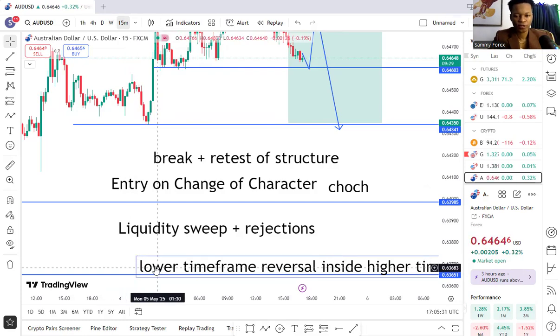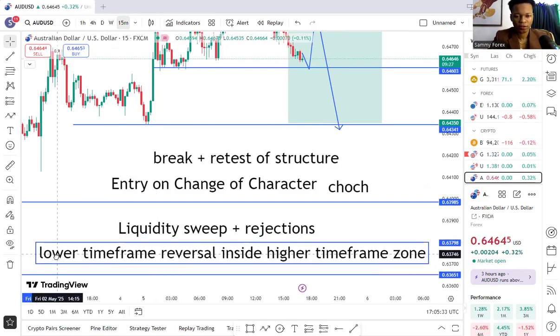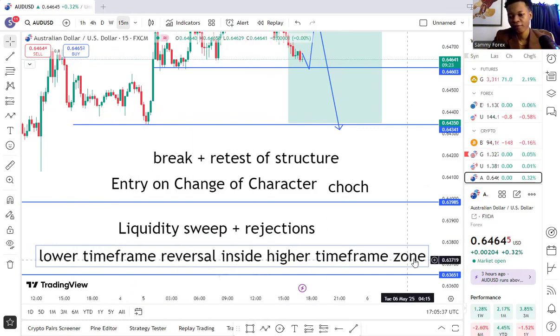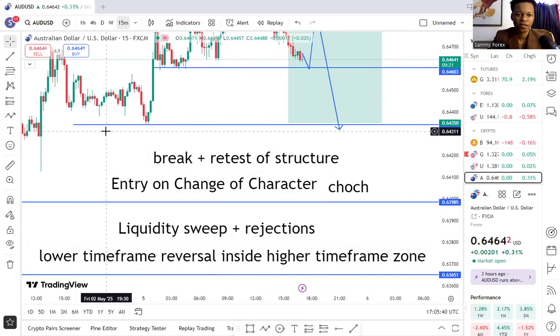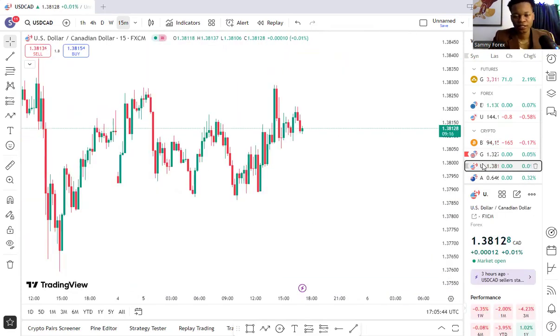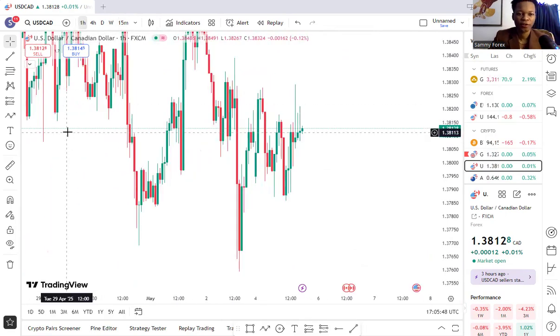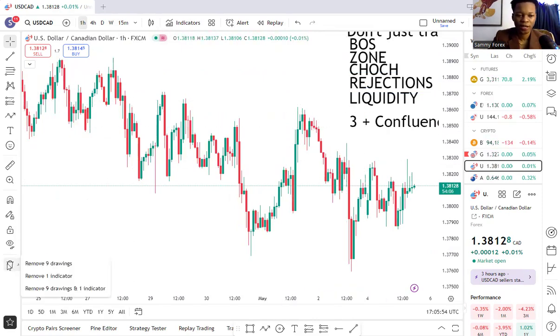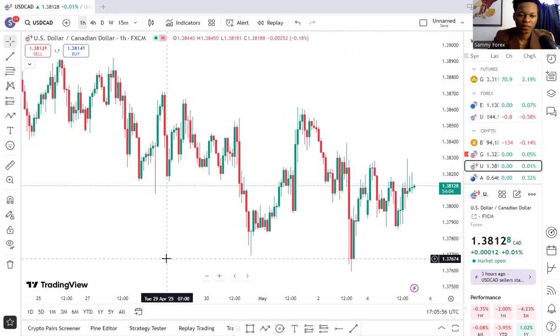Okay, examples of this. Look at it. Examples of this: lower time frame reversal inside higher time frame zone. Let me go to another pair that I haven't analyzed. Let's say I made an analysis from the higher time frame, which is your 1 hour or 4 hours or daily, whichever one. Let me clean up this. Let's say I made an analysis from this 1 hour time frame.